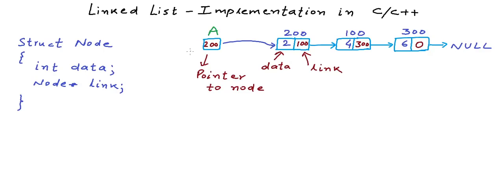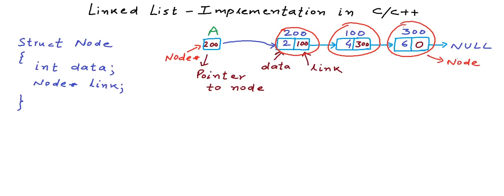In our logical view here, this variable A is of type node star or pointer to node. Each of these 3 rectangles with 2 fields are of type node, and this field in the node, the first field is of type integer and the second field is of type pointer to node or node star. It is important to know which one is what in the logical view. We should have this visualization before we go on to implement linked list.